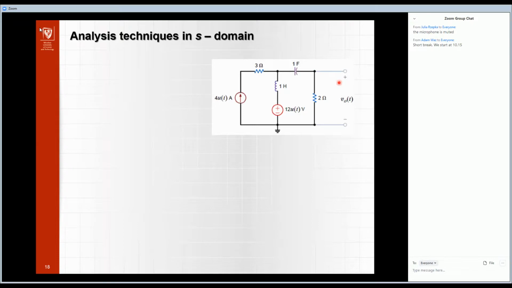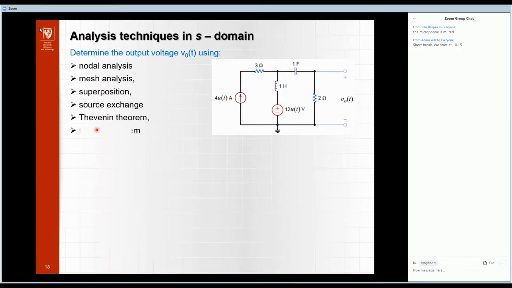Okay, so let's determine the output voltage V0 in the time domain using first nodal analysis, mesh analysis, superposition, source exchange, and the Thevenin theorem and Norton theorem. So we have here six methods, and we must pay attention that the results should be the same in all cases.